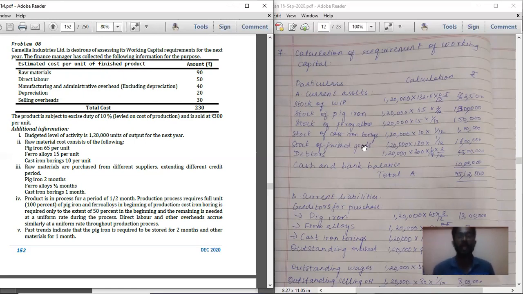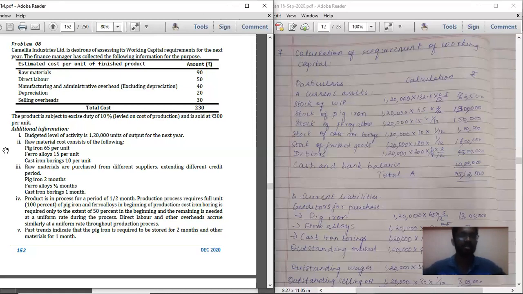They have given a breakup for raw material. In this particular table, they have given 90 rupees, whereas here in point number 2, they have given a breakup for this raw material cost, which is pig iron 65 per unit, ferro alloys 15 per unit, cast iron borings 10 per unit. If you summate that, 65 plus 15 plus 10, it is 90 rupees. This is the raw material breakup.